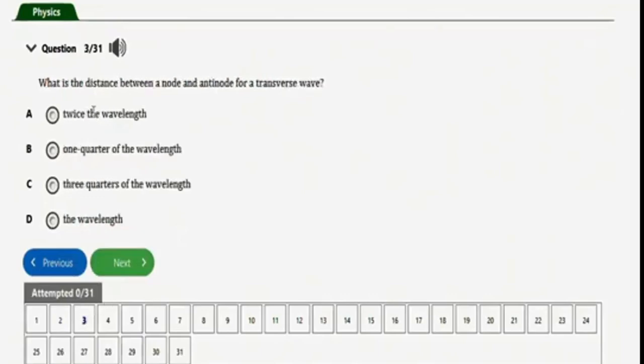It says, what is the distance between a node and antinode for a transverse wave? Option A, twice the wavelength. Option B, 1/4 of the wavelength. Option C, 3/4 of the wavelength. Option D, the wavelength. Alright, so the correct option in this question is option B, which is 1/4 of the wavelength. That's it for this question. Let's go to the next repeated question, which is this one.